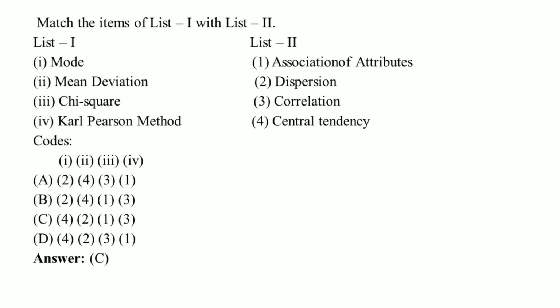So next one, match the item of list 1 with list 2. So just now we described. Mode we discussed already. It is a central tendency. Mean deviation is to find out the dispersion. Chi-square, just now we discussed. If you are finding the term association, go for chi-square. So association of attribute is chi-square. Then Karl Pearson method, that is for correlation. So the right answer is option C.